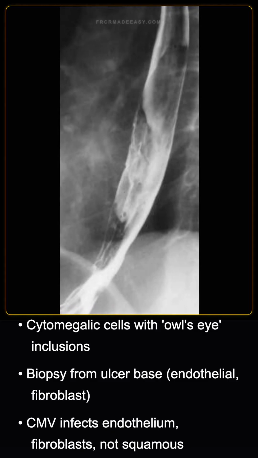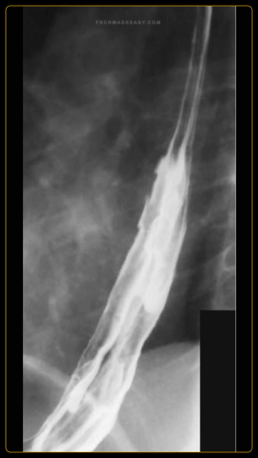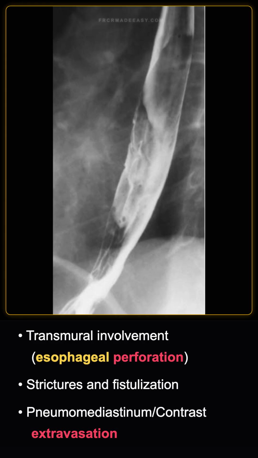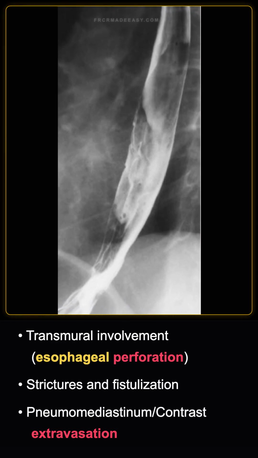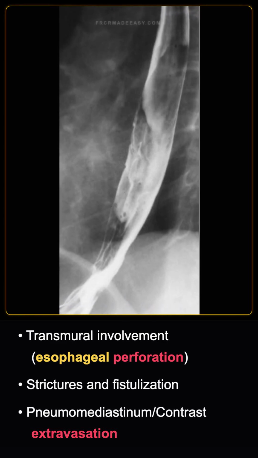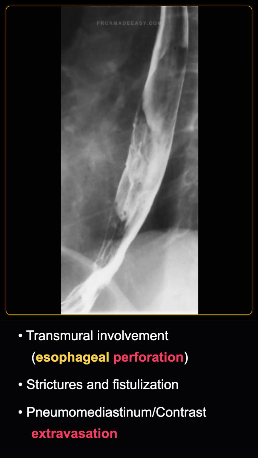What are the potential local complications of a giant esophageal ulcer that a radiologist should look out for on imaging? The radiologist should carefully evaluate for signs of transmural involvement leading to esophageal perforation, such as pneumomediastinum or contrast extravasation, as well as stricture formation and fistulization into adjacent structures.